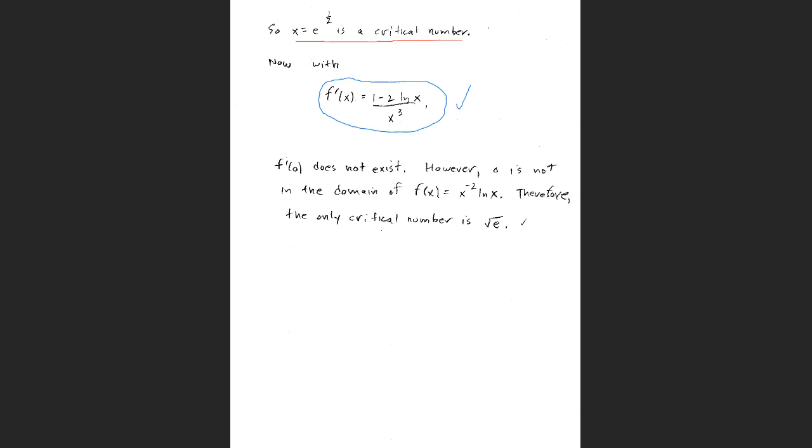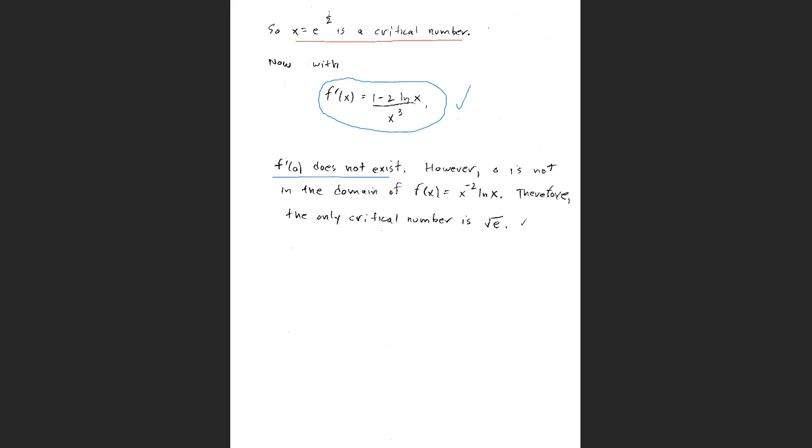So f prime of x is equal to 1 minus 2 times the log of x divided by x cubed. Okay, good. So what can't the denominator equal? Can't equal 0. So that means that f prime of 0 does not exist. But here's the thing. You might say, oh, okay, well, x equals 0 is a critical number, because the derivative does not exist at x equals 0.